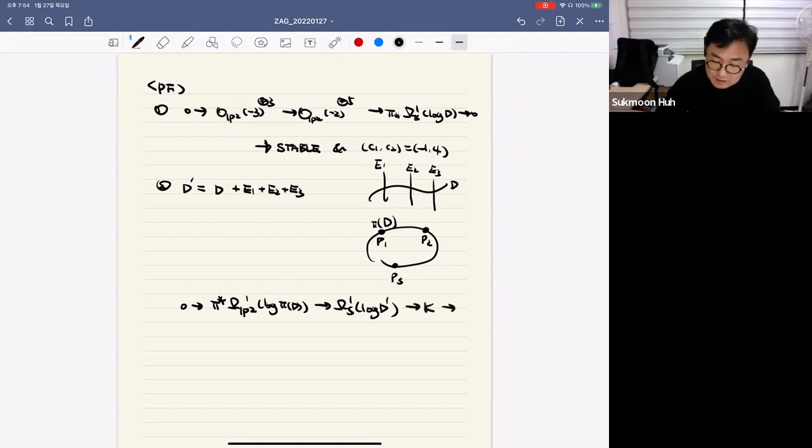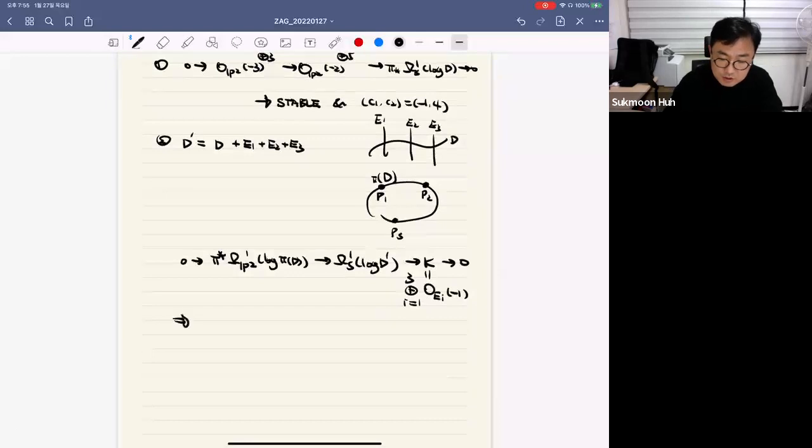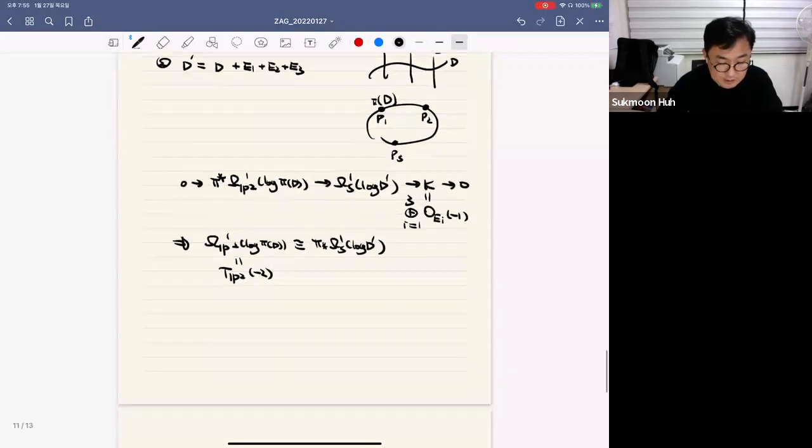And then we can consider its cokernel. It turns out that this cokernel is just the direct sum of O_{Ei} twisted by -1, where i runs from 1 to 3. And then we take the push forward. By taking the push forward, we get an isomorphism between the push forward of the first and the push forward of the second, which is the tangent bundle twisted by -2, right?